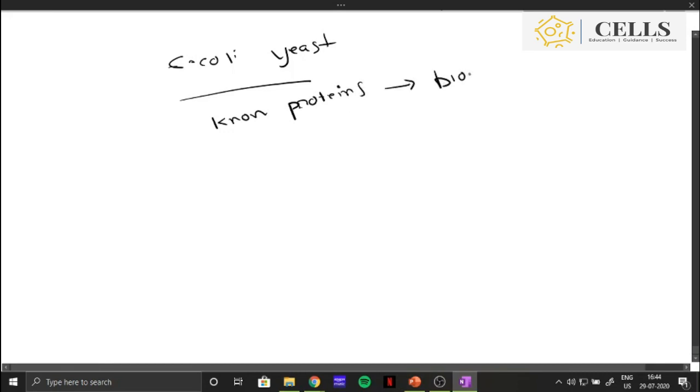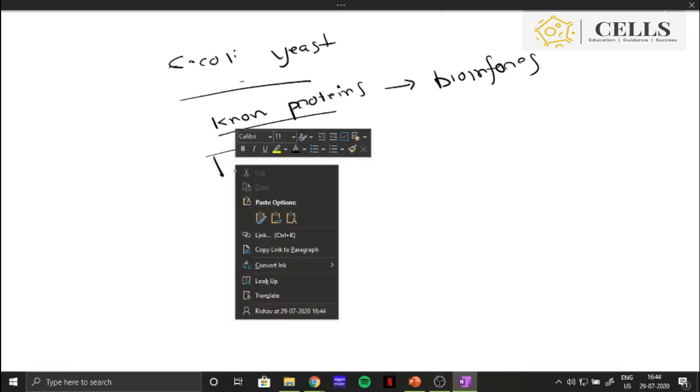Okay, so when you are using E. coli or yeast or anything, you already know what proteins are there. You did a bioinformatics analysis before that, so you know what protein is there. I don't think there is 6-histidine continuous in your protein of interest, but if there is, firstly, it is very unlikely.